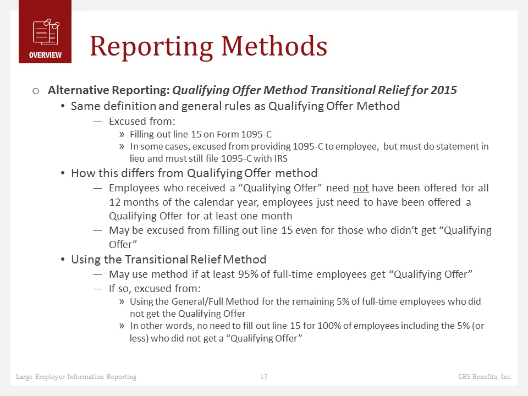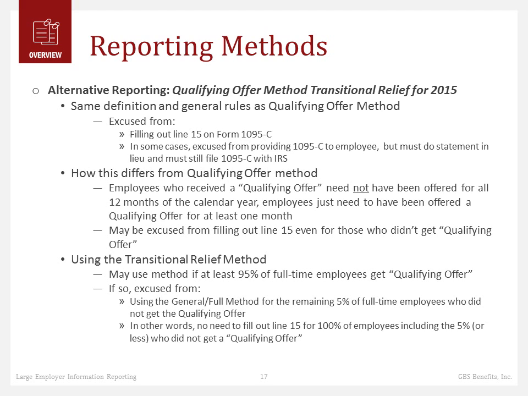If you provide a qualifying offer to at least 95% of your full-time employees, normally for the other 5% who didn't get a qualifying offer, you would have to do the general method, and when you fill out the form for those 5%, you'd have to fill out line 15. However, this transitional relief method allows you to skip line 15 even for that 5%.